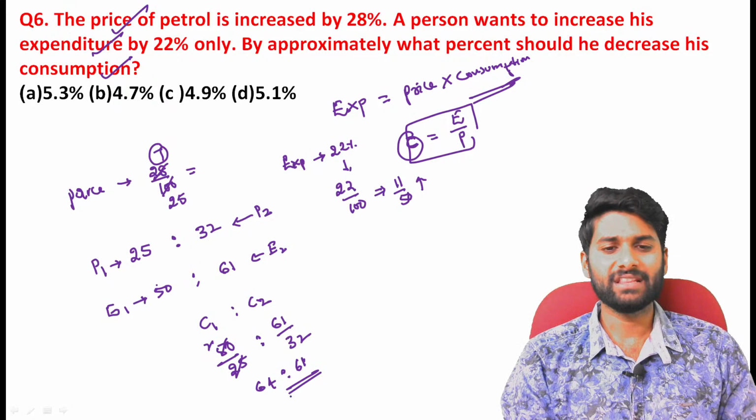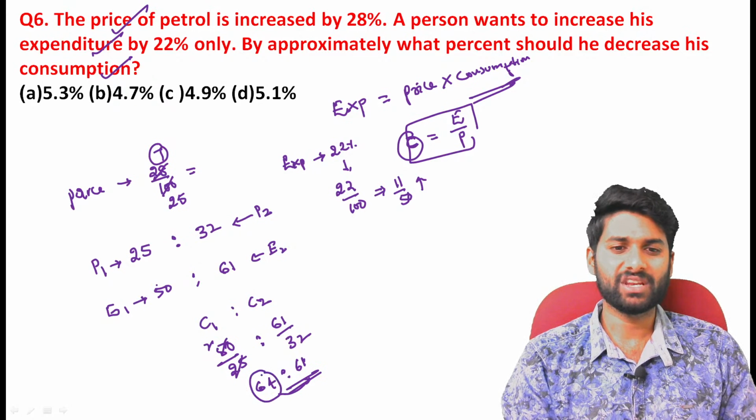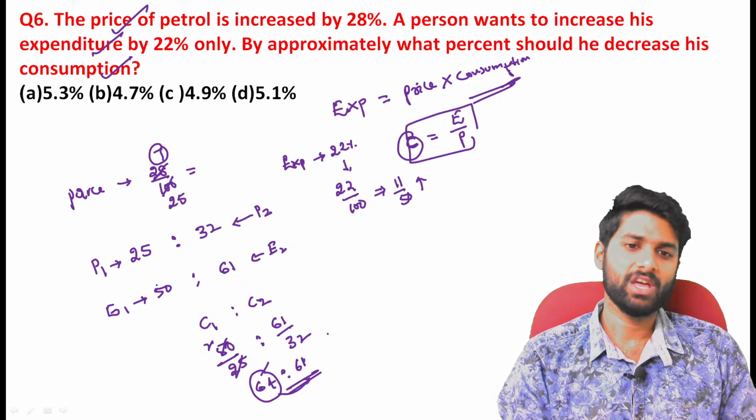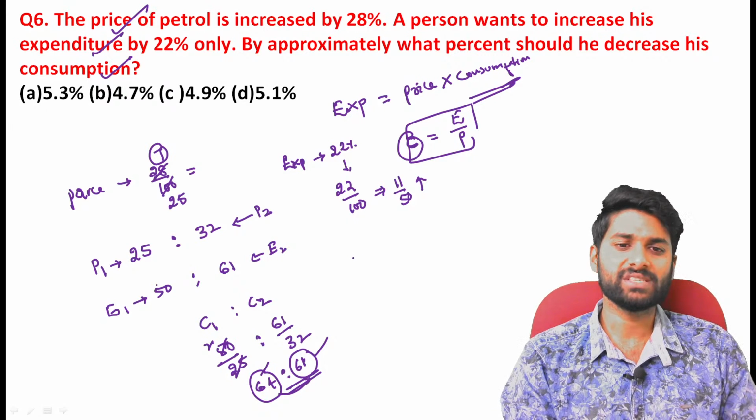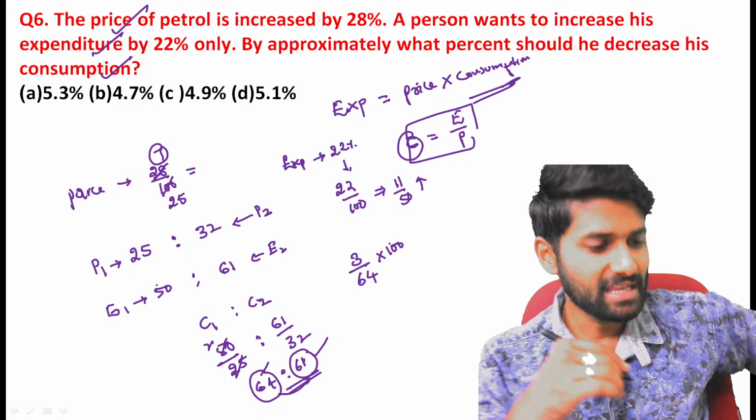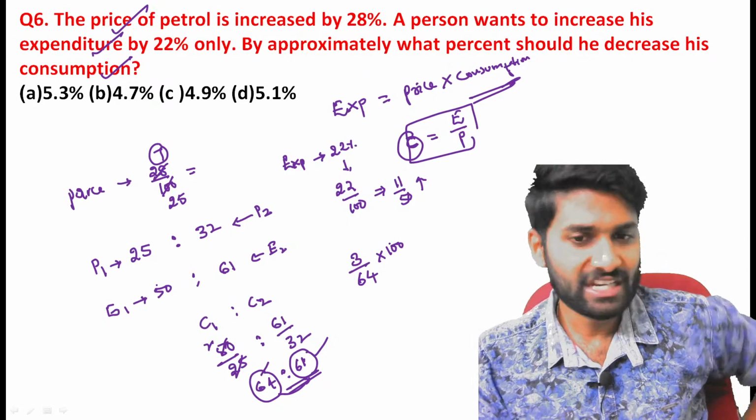Now, here definitely the consumption decreases. Why? Because initially they are consuming 64 units. Now, it consumes only 61 units. Definitely, how much consumption do they reduce? 3 by 64 of 100. Why? Because the denominator is always the initial term.